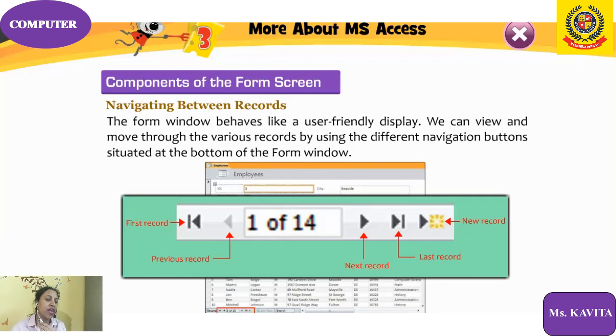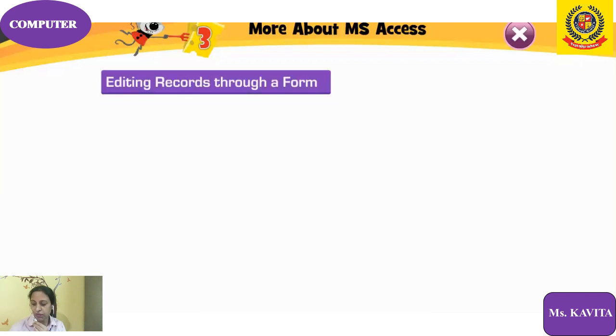So the form behaves like a user friendly display. We can view or move through the various records by using different navigation buttons situated at the bottom of the form window. So this diagram you have to do. It is given in page number 45, navigation between records. Now your homework, one activity is given there, page number 44. You have to do that one also.